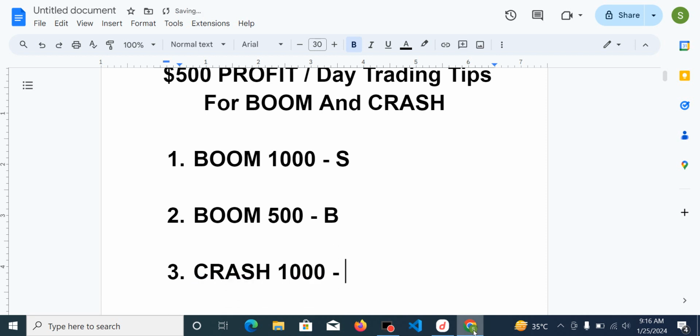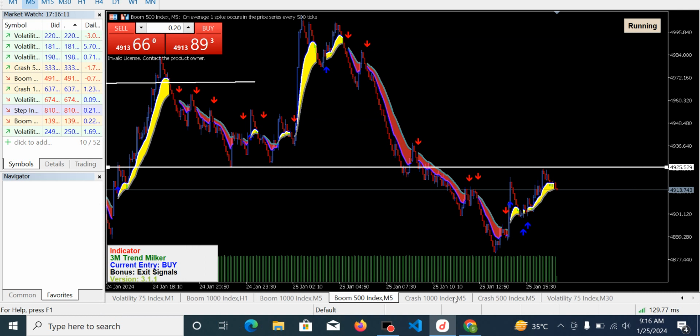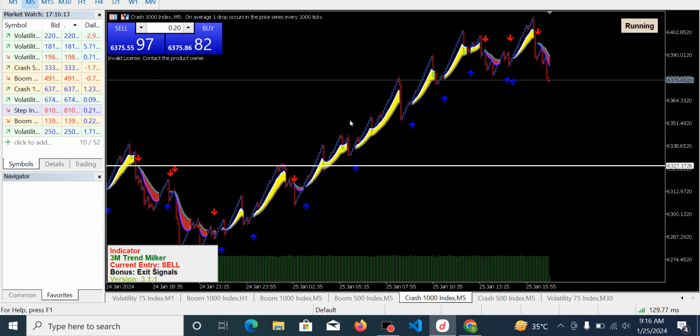Next asset is going to be Crash 1000. Let's check it out right away. Okay guys, this is Crash 1000. Right from this support zone, it started an uptrend. You can see it kept on buying and buying. You can see the pullbacks were happening, which signifies the uptrend movement.